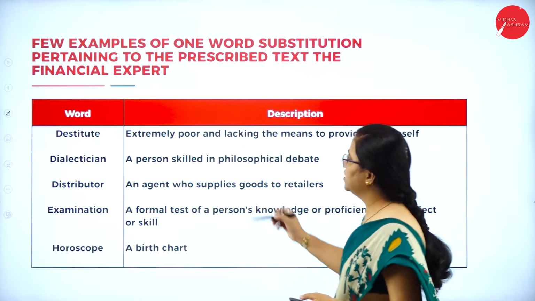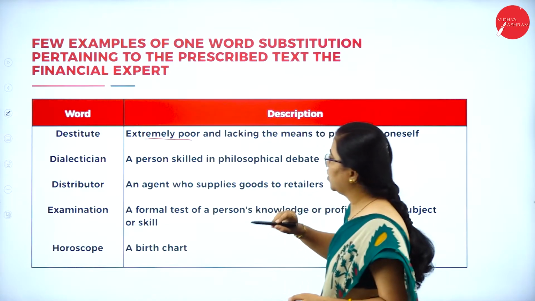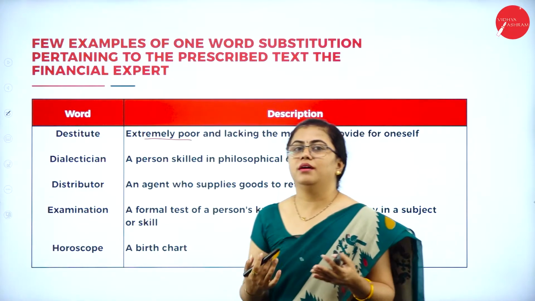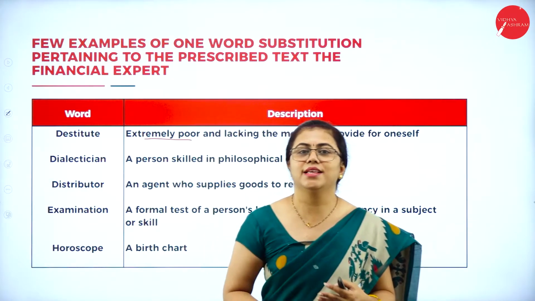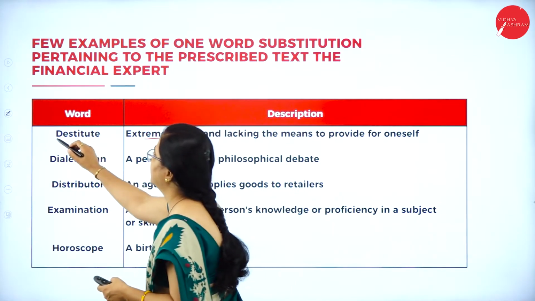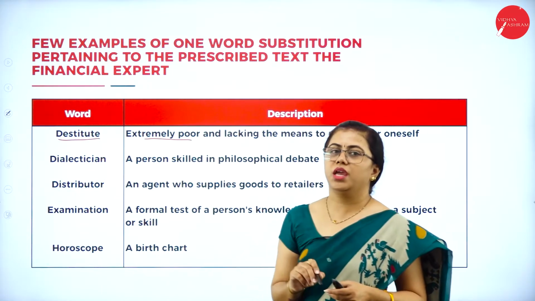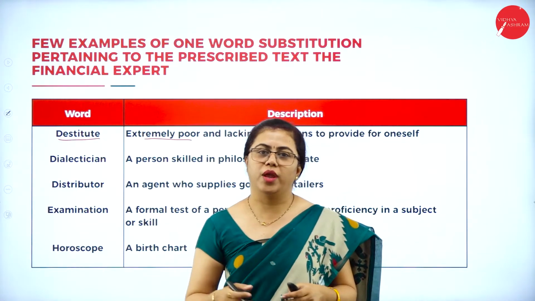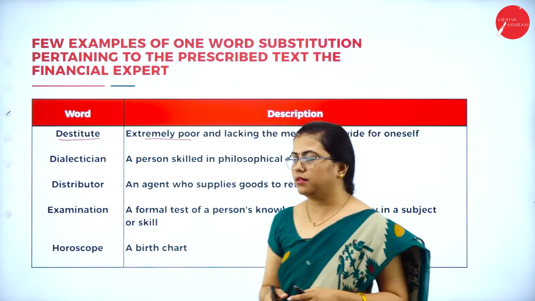Somebody who is extremely poor and lacks the minimum requirements, the basic necessities, such people are called destitutes. Such people are called destitutes. I saw a destitute on the way to my school. Something like that you can write.